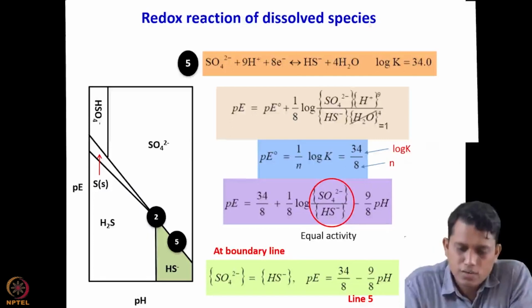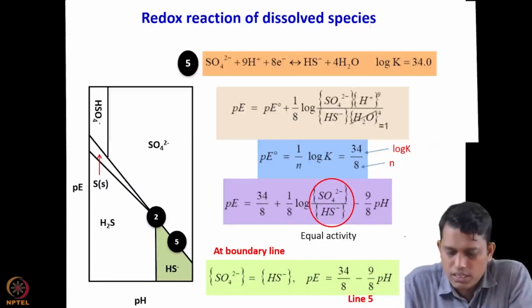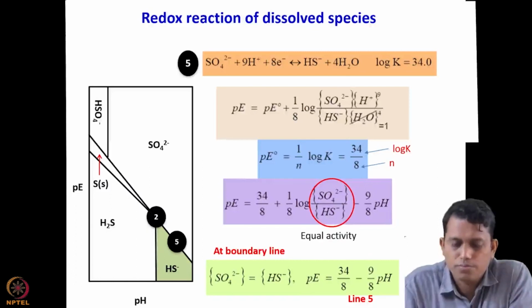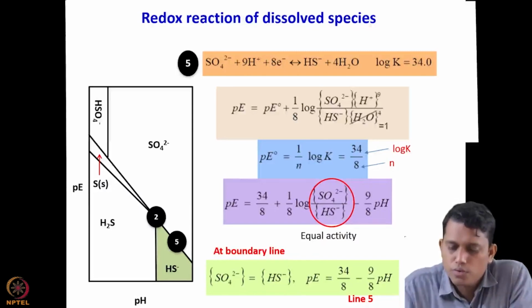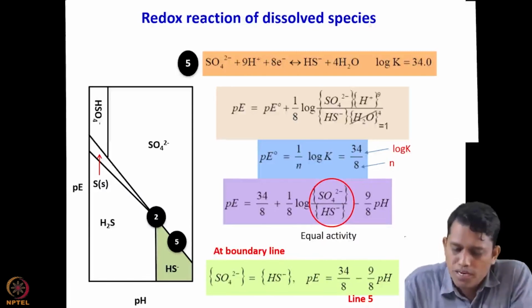Since there are 8 electrons, this is 8. This log K value is 34, so we have 34 over 8. Then, if you plot this, for H you have pH. What are you left with? You are getting this equation with these two.